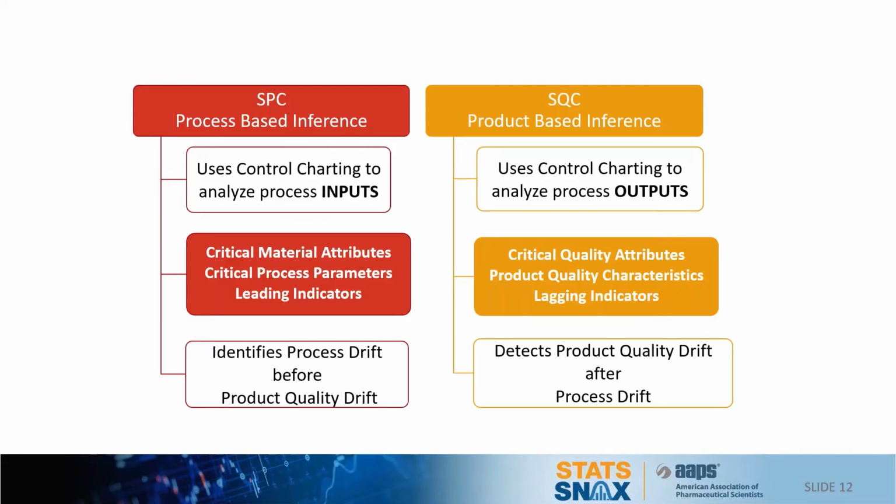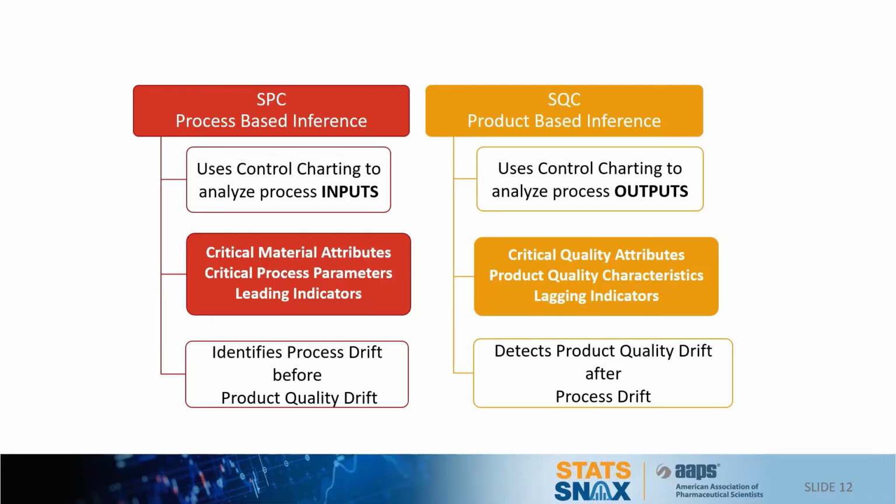I leave you with this graphical illustration of SPC and SQC, process-based inference versus product-based inference. SPC, when you're using control charting to analyze your process inputs and your process parameters, which in our terms is critical material attributes and critical process parameters, they're those leading indicators. It focuses on identifying process drift before product quality drift occurs.